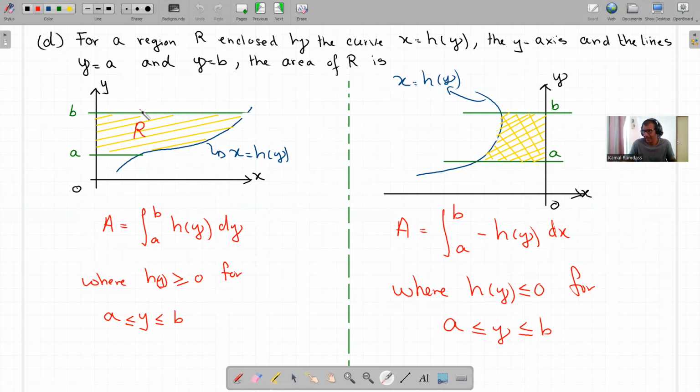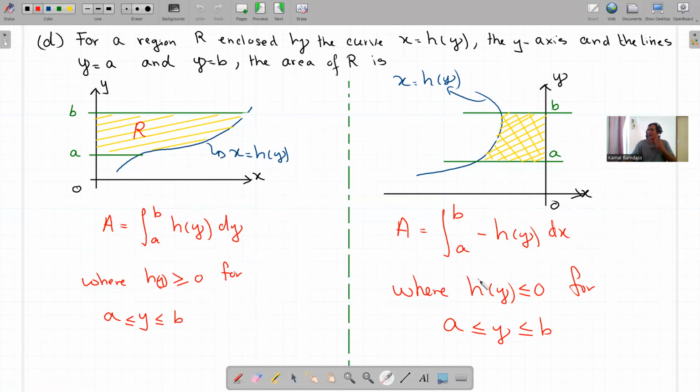OK? That means for region A, the area A is equal to the integration from a to b of h(y) dy, where x is equal to h(y), greater or equal to 0, for y greater or equal to a, less or equal to b. And if the other side, on the left of the y-axis, in the negative part, then we add a negative. So the area is equal to the integration from a to b of minus h(y) dx.